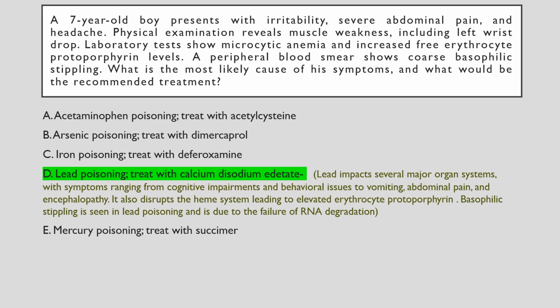The correct answer is D. Lead poisoning. Lead affects major organ systems such as the central and peripheral nervous system, the heme biosynthetic pathway, and the renal system, with related injury to the cardiovascular system. At low concentrations, lead poisoning can cause cognitive impairment, language delays, and behavior problems. As concentrations increase, symptoms progress to vomiting, colicky abdominal pain, fatigue, renal insufficiency, and encephalopathy.